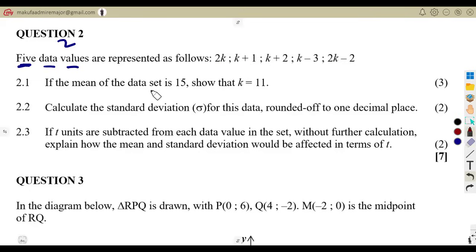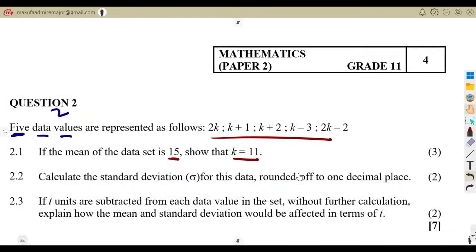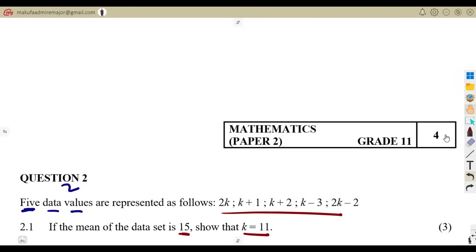If the mean of the data set is 15, show that K is 11. If the mean of this data is 15, show that K is 11. So first of all, how do you calculate the mean? Because you're already given that the mean is equal to 15. The mean is 15. So how do you calculate the mean?